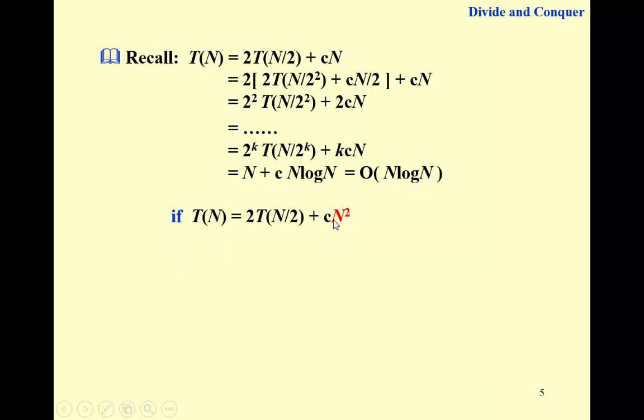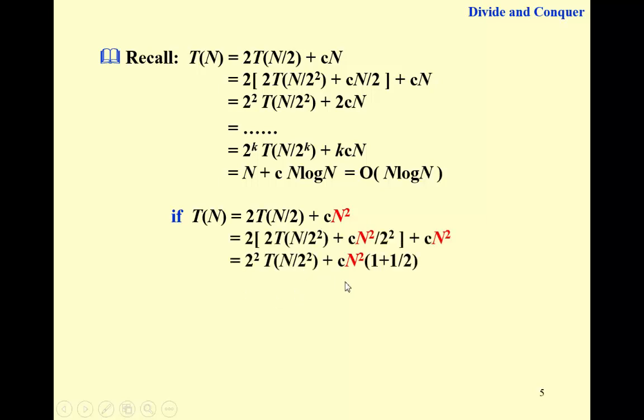What if this part is not n but n squared? What do we get? Okay, I suggest you pause the video here and try to derive the answer by yourselves. So here we go. Every time we are having an n squared, not an n here. So eventually we're going to get this part is n, this part is 1, and this is n squared times some constant number. Okay, so this is going to be big O of n squared, not n log n.